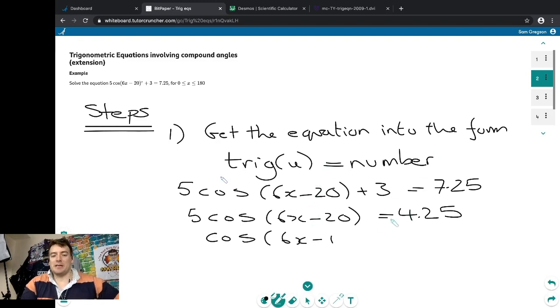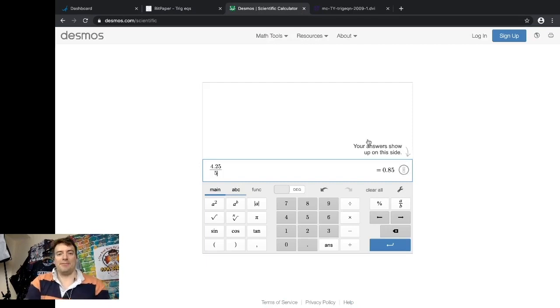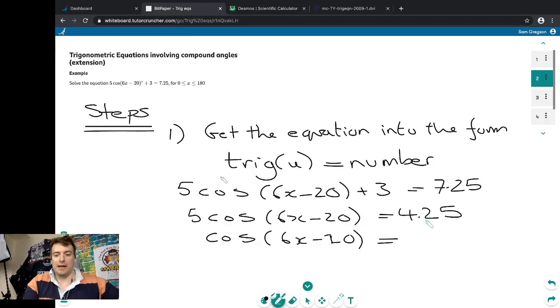So minus 20, 6.25. And then as you correctly said, let's divide by 5. So 4.25 divided by 5. What does that come out as? It's 0.85, right? So we've got 0.85 on this side, and we're starting to get close to the form that we want: trig of u equals a number. So what can we do now, do you think, to get trig u equals a number?